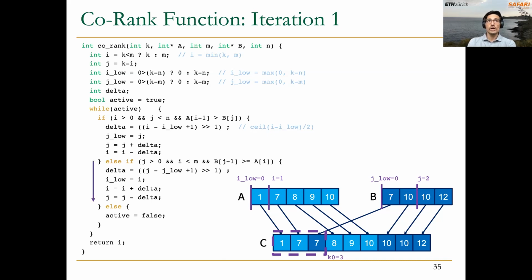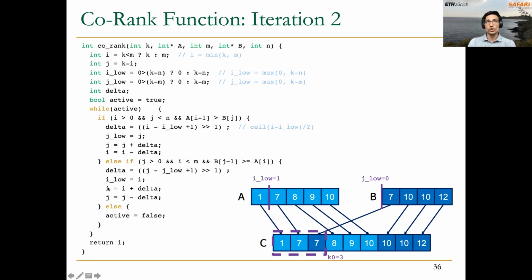In iteration 1, we are going to take this path here because j is greater than 0, i is less than m, and b[j-1], so that is b[1], is greater or equal to a[i]. So it's greater or equal to this a[1], which equals 7. That's why we calculate delta using this expression here, and we use this delta to update the indices i and j.